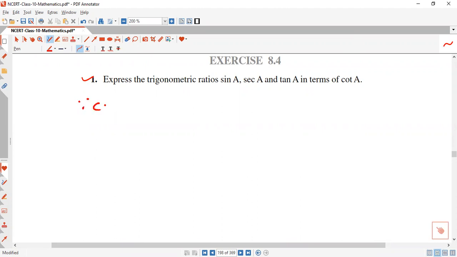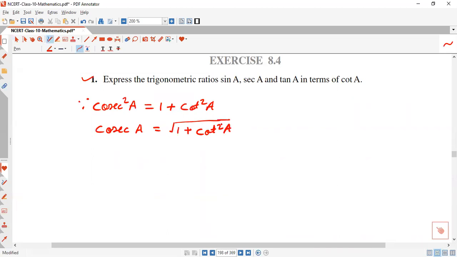Since we know cosec square A equal to 1 plus cot square A, cosec A can be written as under root 1 plus cot square A. We are taking only the plus sign because here we are assuming that all the angles are acute angles. That's why we are taking the positive sign only. So cosec A equal to under root of 1 plus cot square A.